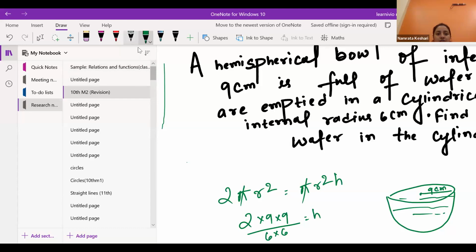Tara, rest of the students, Bharti, Hanan. What we were discussing over here?